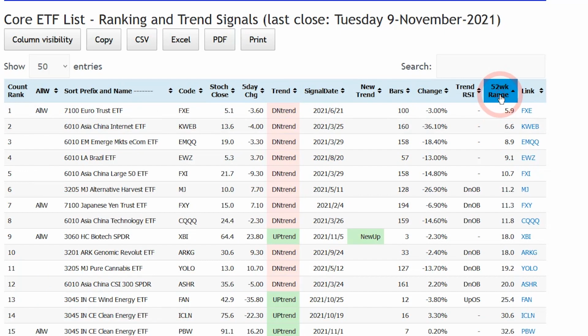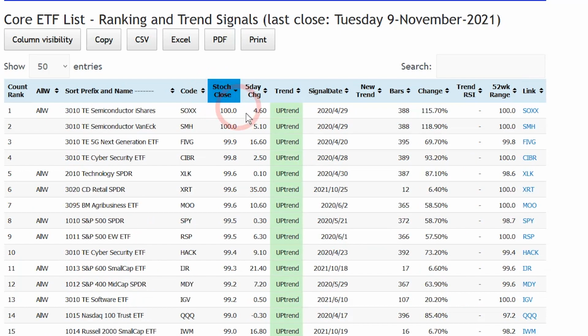And if we reverse this sort, we can see these are the ETFs near 52-week lows. We have the Euro, China Internet, emerging markets, Brazil, and China large cap 50. And there is alternative harvest cannabis. So we want to avoid those. But going back over to the left, StochClose is my main ranking to see where the strength is in the market and where the weakness is.